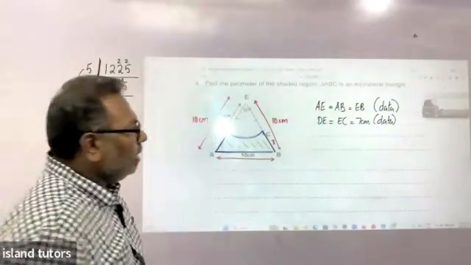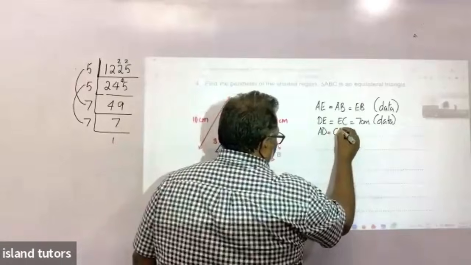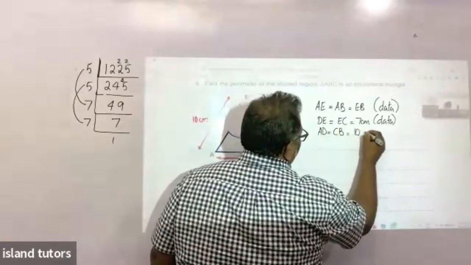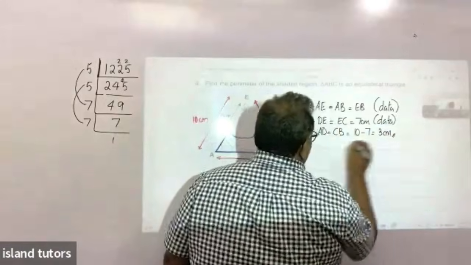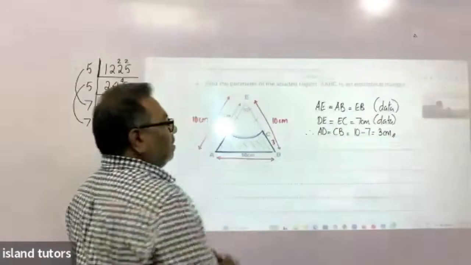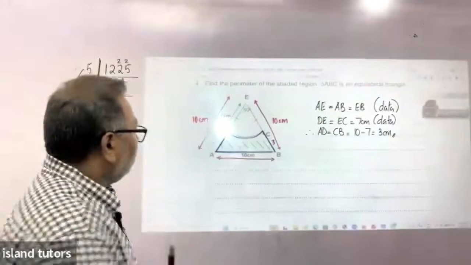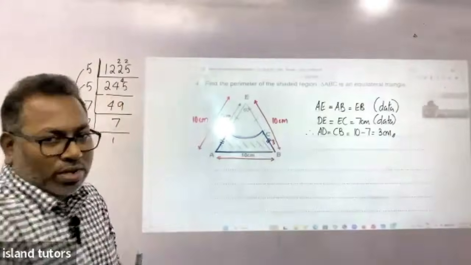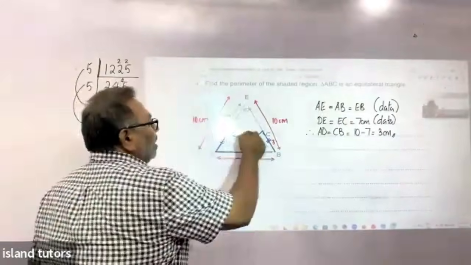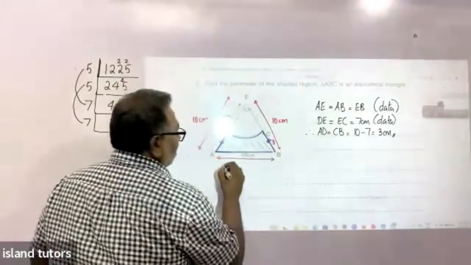Therefore, AD is equal to CB, which is 10 minus 7, which is 3 centimeters. Right? These two lengths are equal. Now, what do we need to do? We have to find the arc length DC.